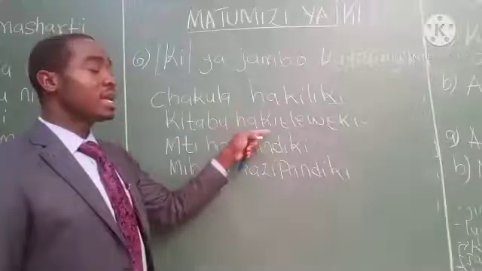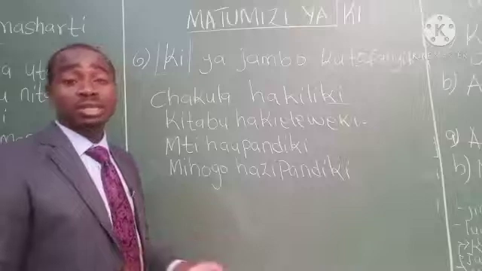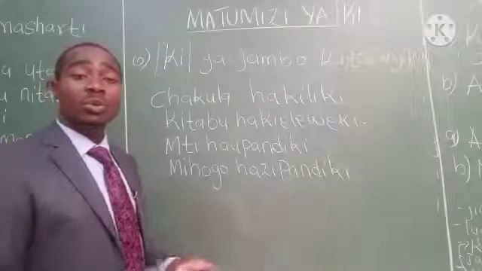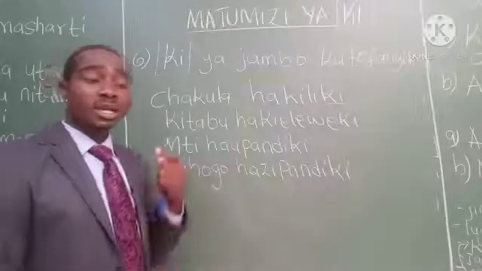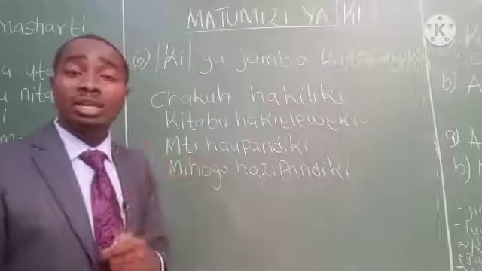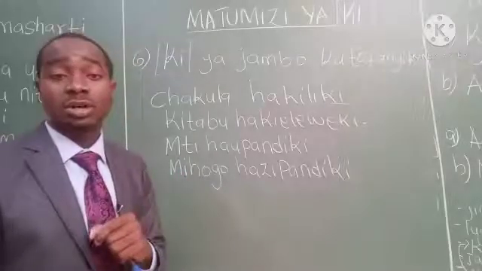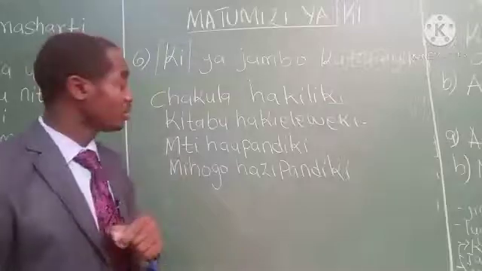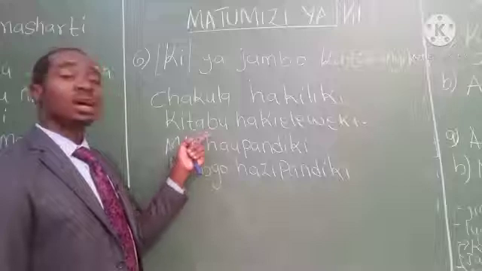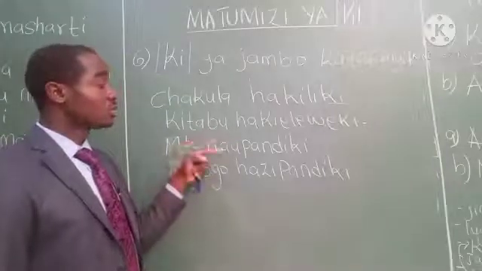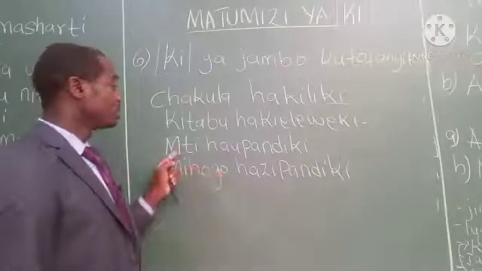Kitabu hakieleweki, the book is not understandable. And when you read, you don't understand. So when you read a book and you don't understand it, you read again and you don't understand it, you can say hiki kitabu hakieleweki. Sawa, hakieleweki. It is not understandable. Opposite here is kinaeleweka. Sawa.